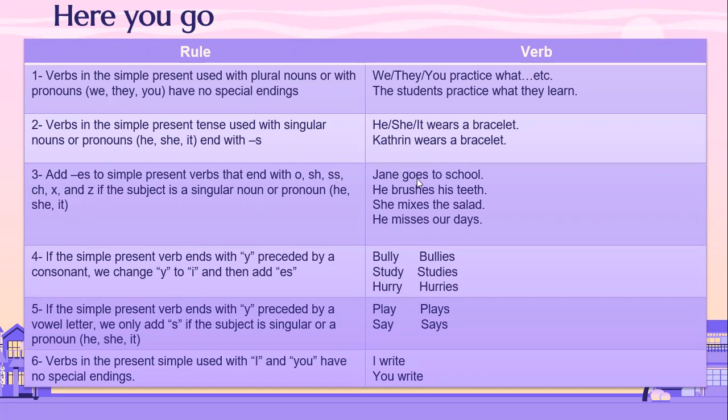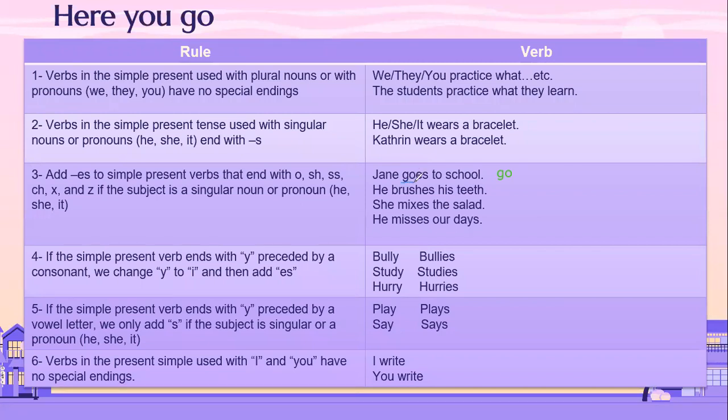For example, Jane goes. So the origin of goes is go. And because Jane is a singular noun, singular, not two people or three people, one person, Jane, and it's a noun, so go becomes goes. We add es. He brushes, not brush, he brushes. They brush, he brushes. Or she mixes the salad. He misses our days. So I want you to look here.